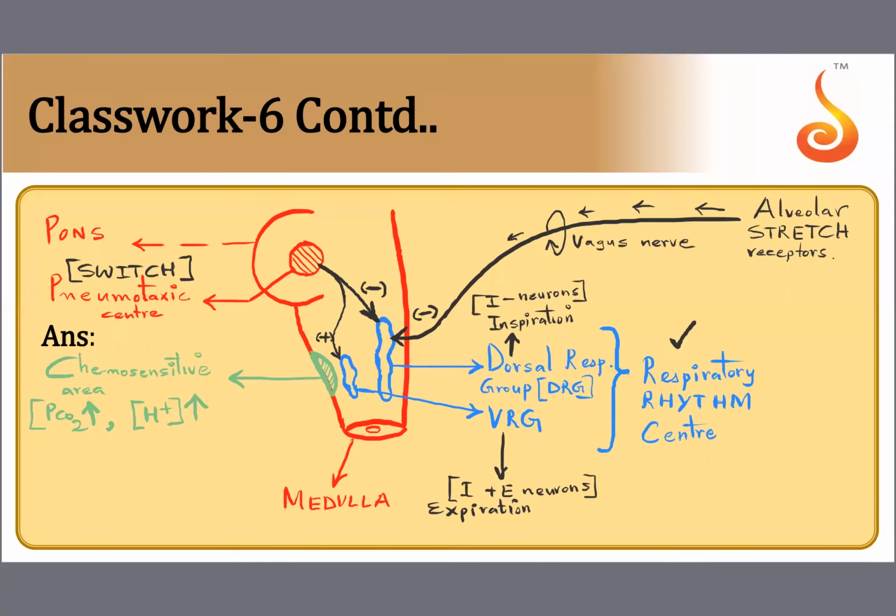And these signals are delivered across this nerve to the dorsal respiratory group to inhibit the dorsal respiratory group. It's like your lungs are telling your brain that I'm full now, so it's time for you to stop inhaling and it's time for exhalation to start. So this is a very important reflex. It's called the Hering-Breuer's reflex.